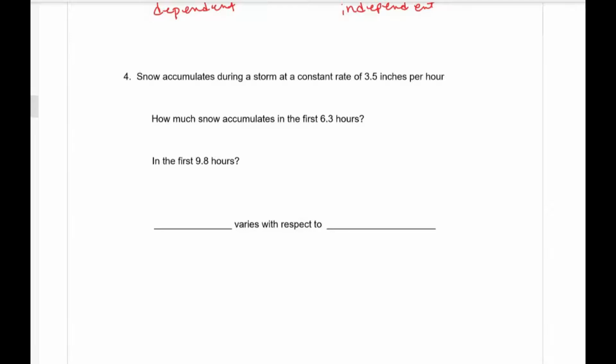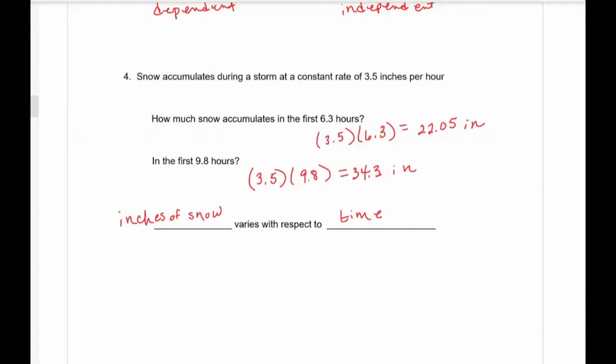Problem number 4. Snow accumulates during a storm at a constant rate of 3.5 inches per hour. How much snow accumulates in the first 6.3 hours and in the first 9.8 hours? Let me give you a minute to pause the video and try to answer those questions. And there's your answer for problem number 4.